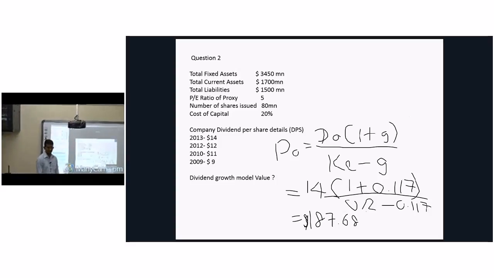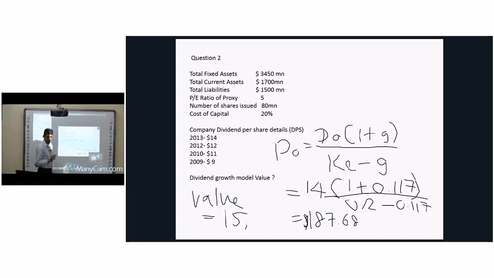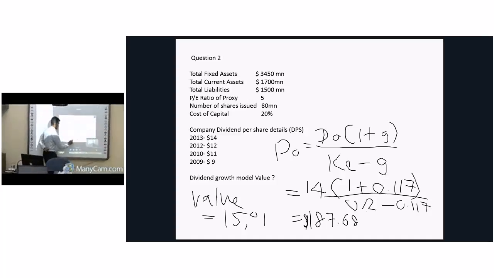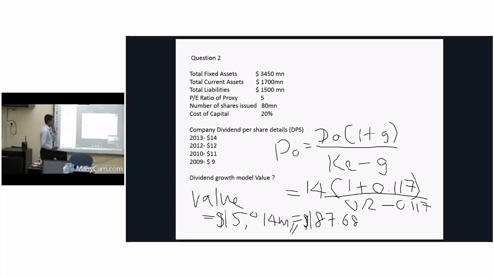Is it different? Get the same answer. Yeah, multiply by 80 million. What is the value, please? How much? 15,014. That's okay. Right. So basically, we got the value of the firm.